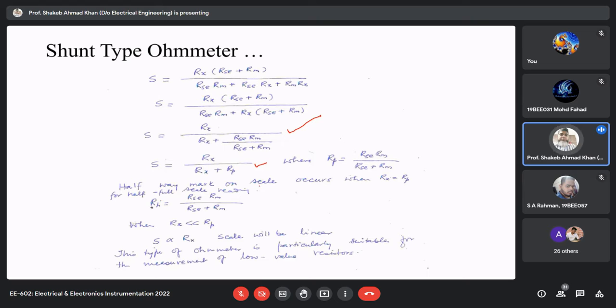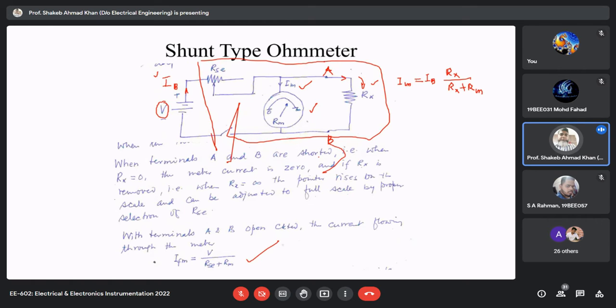Anyway, the halfway mark on the scale occurs when Rx is equal to Rp. If you look at this Rp, Rp is nothing but the equivalent resistance across the input terminals. When you look into this, and you short it, removing this voltage, the equivalent resistance that will appear here will be Rp actually.